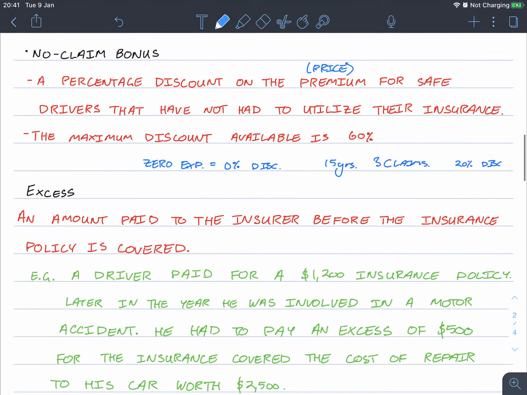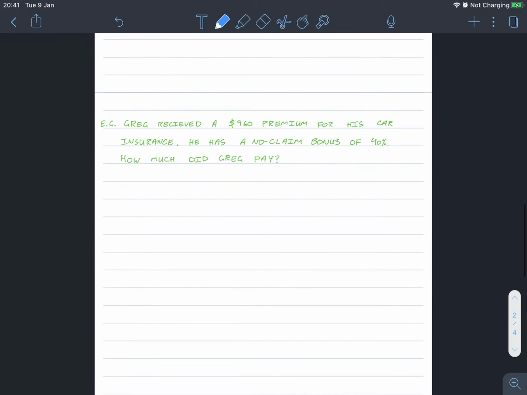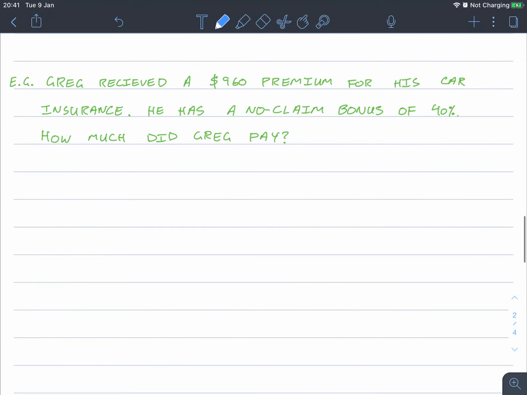Okay, this is all well and good. Let's get to some mathematics involved in this. Okay, there's not really much we can look at except for the discount of premiums. So Greg received a $960 premium for his car insurance. He has a no claim bonus of 40%. How much does Greg pay on his premium? Well, a no claim bonus means a 40% discount. So that's 40% discount.